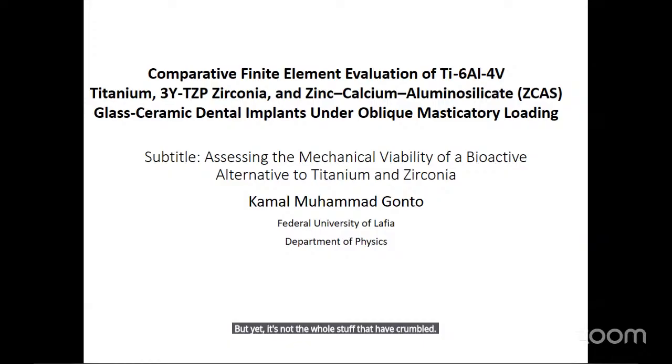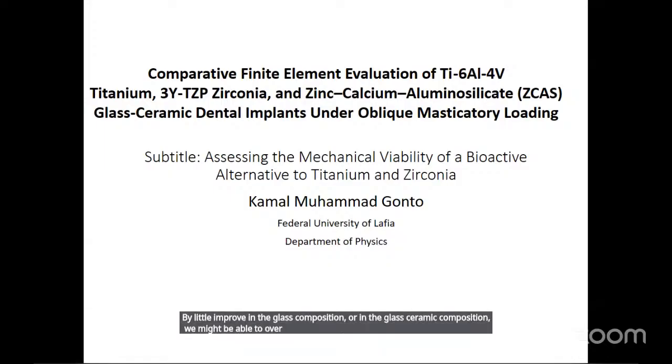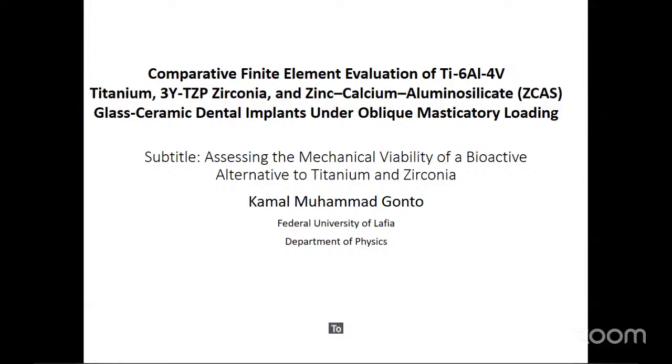So by a little improvement in the glass composition or in the glass ceramic composition, we might be able to overcome that. At least it's a step to see that yes, it is possible.